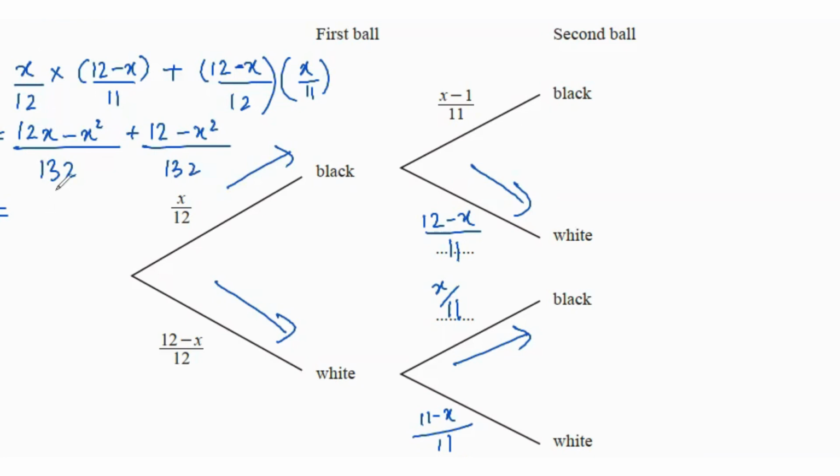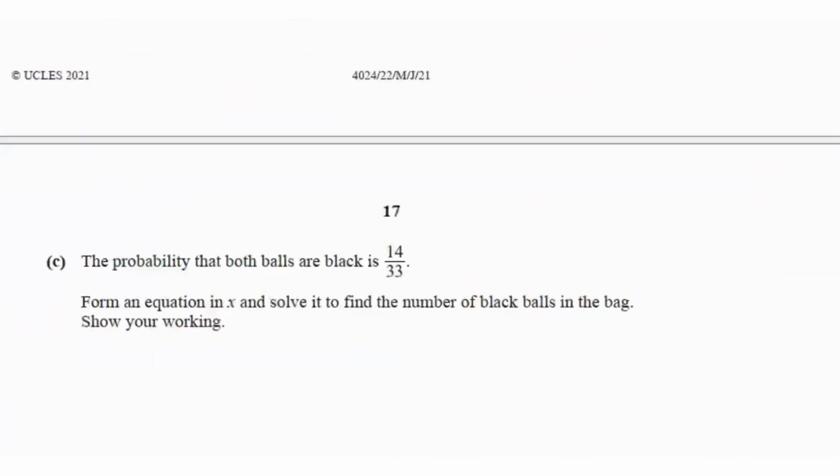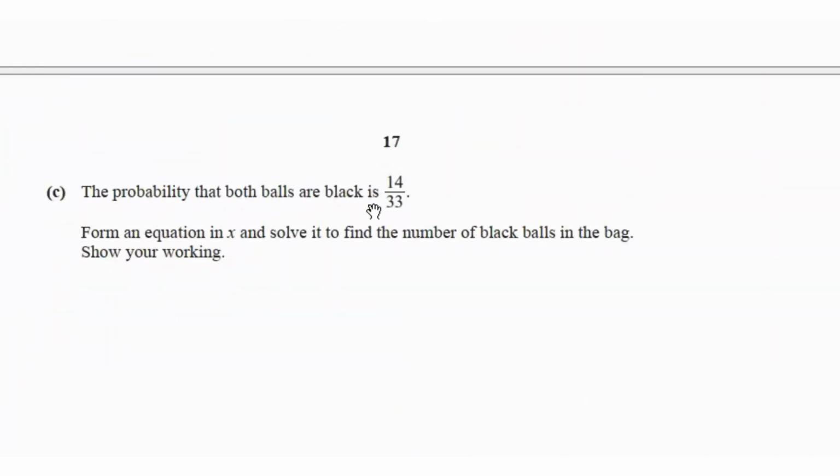So that's going to be 24x minus 2x squared over 132, which can be simplified to 12x minus x squared over 66. Then it says the probability that both balls are black is 14 over 33. Form an equation in x and solve it to find the number of black balls in the bag.